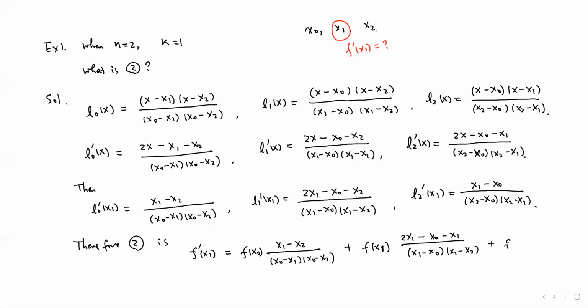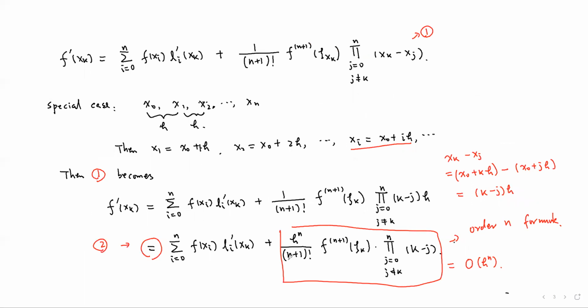And then plus function value at x2 times this number. Then plus error term. Now n is 2. This equation is for the nodes that are equally spaced.